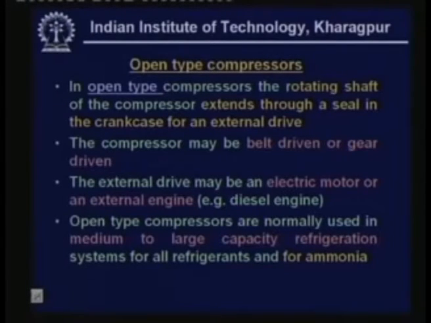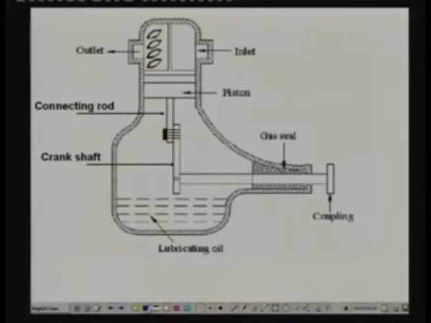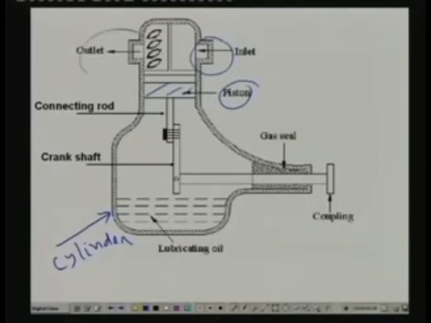Open type compressors are normally used in medium to large capacity refrigeration systems for all refrigerants and also for ammonia for all capacities. So, let me explain an open type compressor. You can see that this figure here shows the open type compressor. This is the cylinder, and you have the piston here. This is the piston, and you have the inlet section here and then outlet.